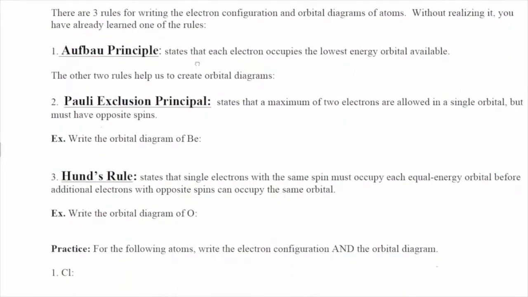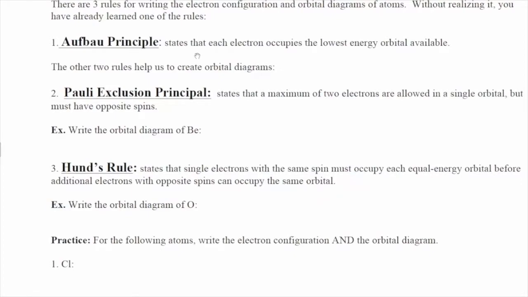So what I'm going to do is go through these next 3 rules, and it's actually going to help us go over electron configuration and then introduce a new concept, which is the orbital diagram. The first principle you've actually been using without realizing it: the Aufbau principle states that each electron occupies the lowest energy orbital available. Now, you've been doing this without even realizing it.